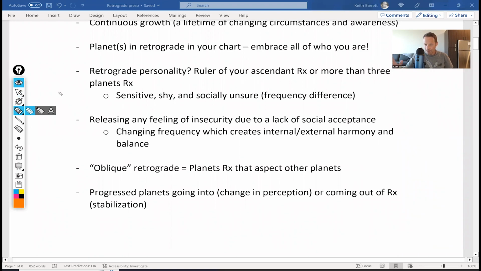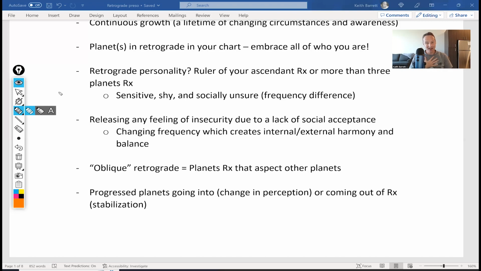I'm not going to belabor the point here, but I have the other one here. Releasing any feeling of insecurity due to lack of social acceptance, right? So that plays into what I was just talking about. Yeah, you're probably not going to fit in. So where there can be an experience of difficulty is the tendency to try to fit in. Like, I keep bumping up against people or situations where I don't feel comfortable or I don't feel like there's harmony here. What's wrong with me?